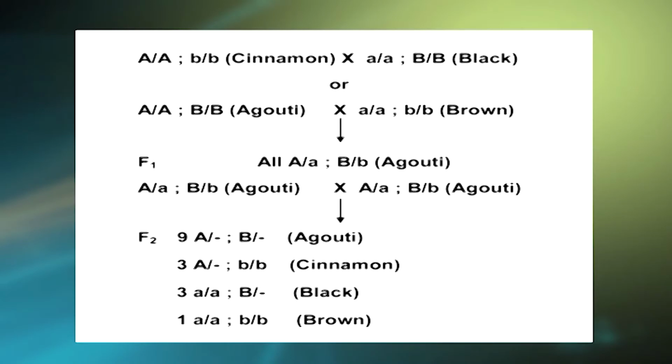Now, the inheritance pattern of the A and B genes is as follows. When cinnamon is crossed with black, or if agouti is crossed with brown, in the F1 generation you get agouti. And if agouti and agouti are crossed together, in the F2 generation you get the progeny in the ratio 9:3:3:1. 9 is agouti, 3 is cinnamon, 3 is for black, and 1 is for brown.